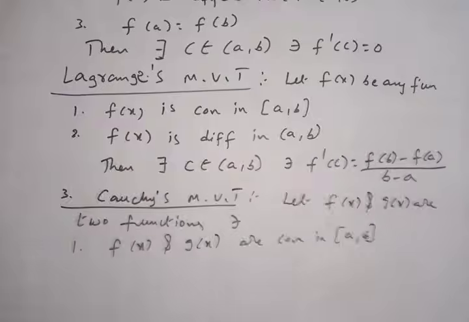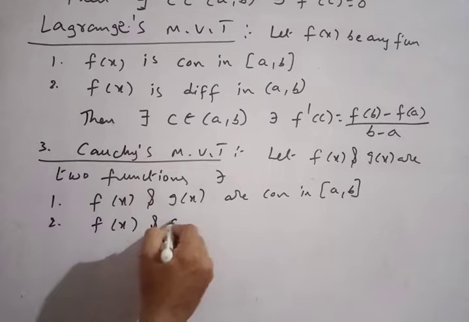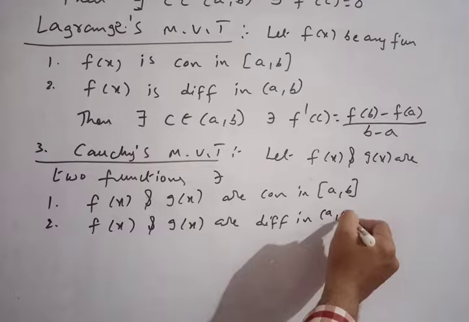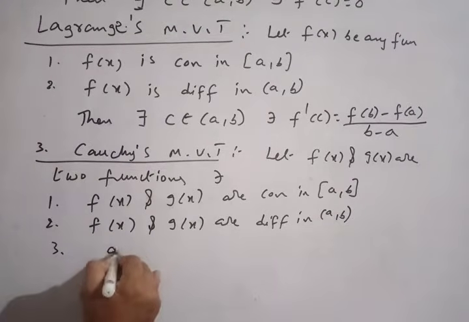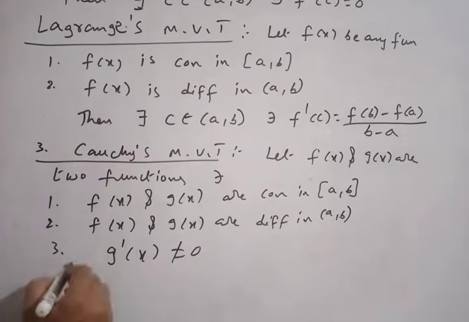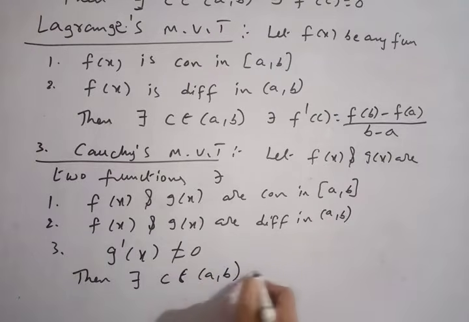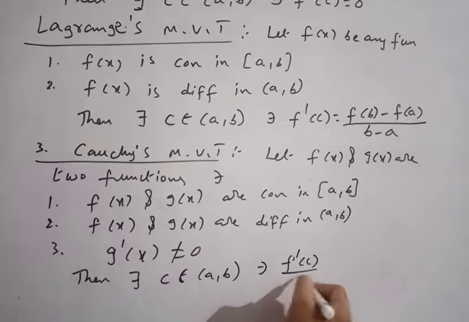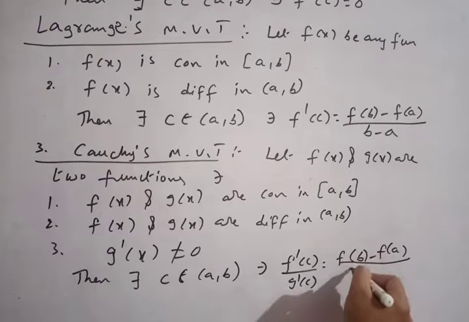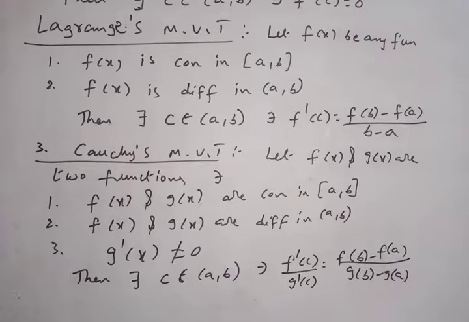Second point, f of x and g of x are derivable or differentiable in the open interval a comma b. Here the third condition is g dash of x is not equal to 0. Then there exists c belongs to a comma b such that f dash of c by g dash of c is equal to f of b minus f of a by g of b minus g of a. So short answers, if it is there, will come for 2 marks.